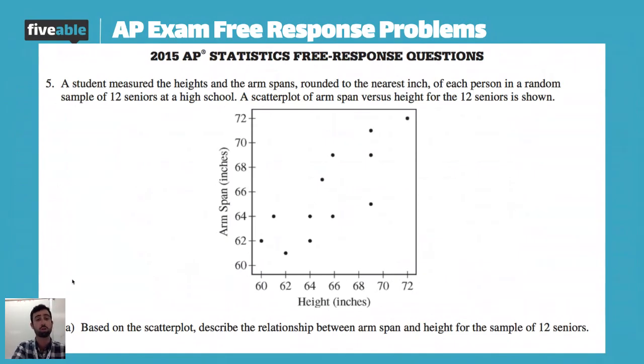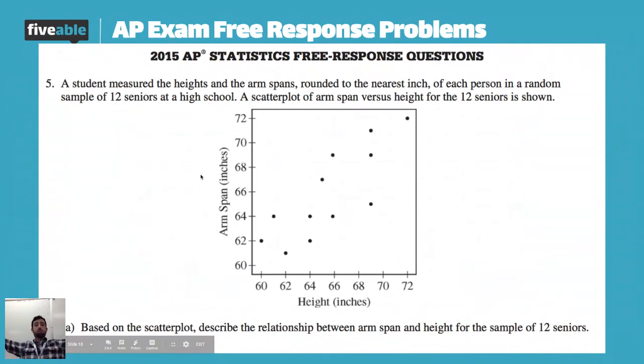So at some point when you're describing this distribution, you want to talk about the context. So what's going on here? Well, we're talking about seniors in high school, their heights and their arm spans. That's enough to say, okay, this person has context. Now remember, explanatory variable is always on the x-axis. So down here. So does height explain your arm span?